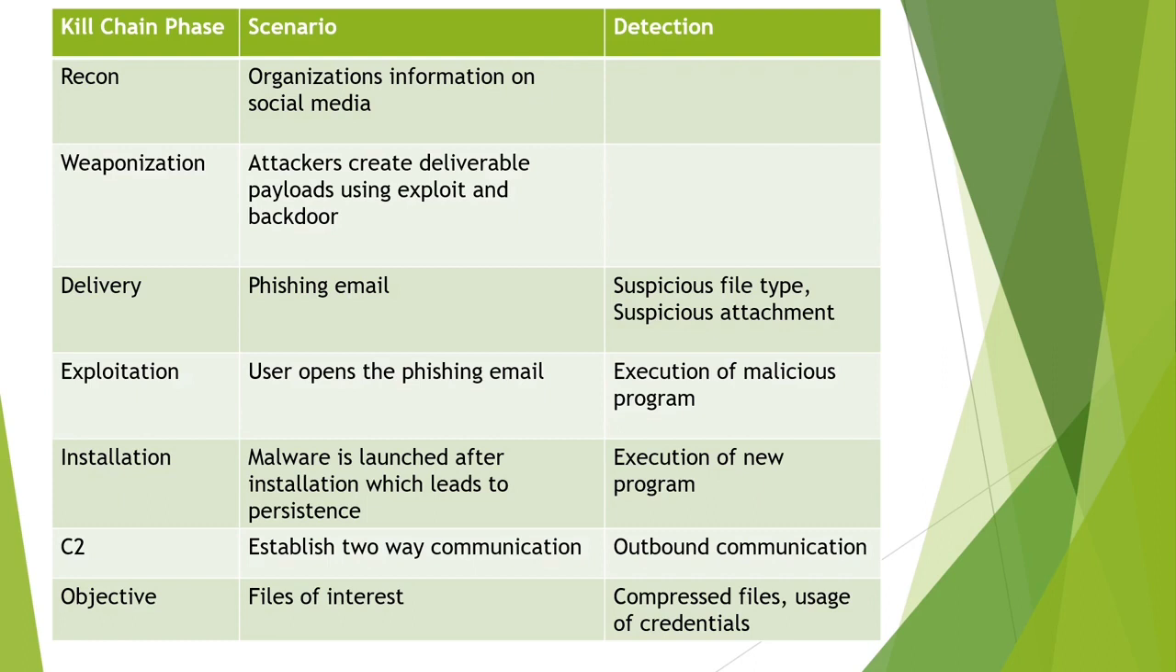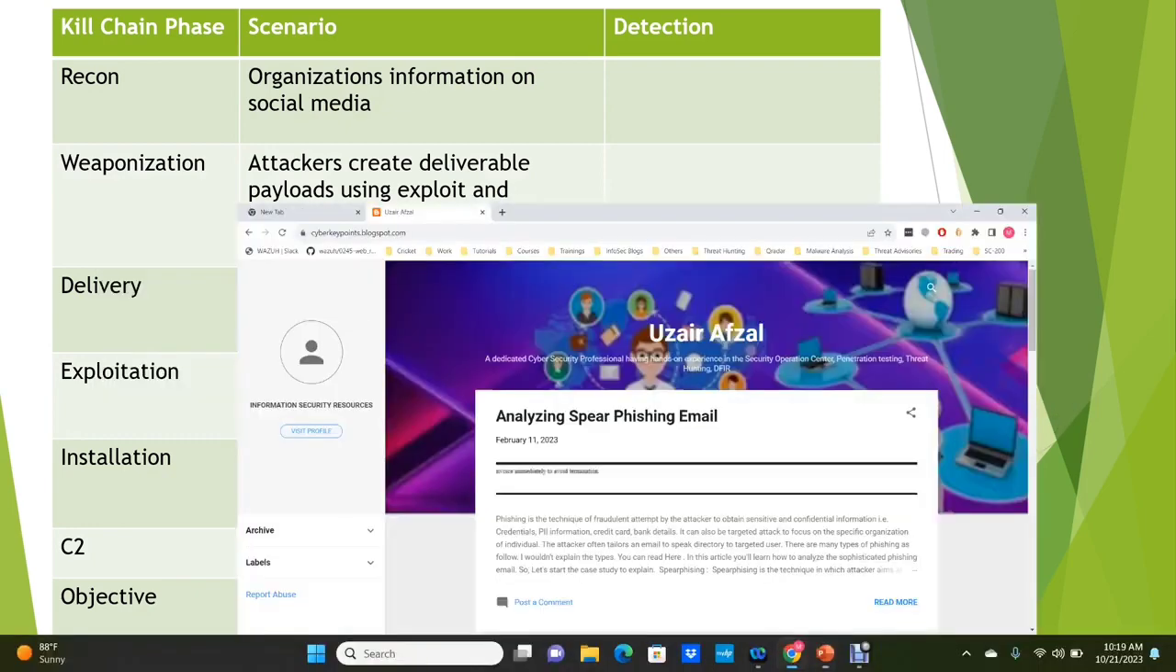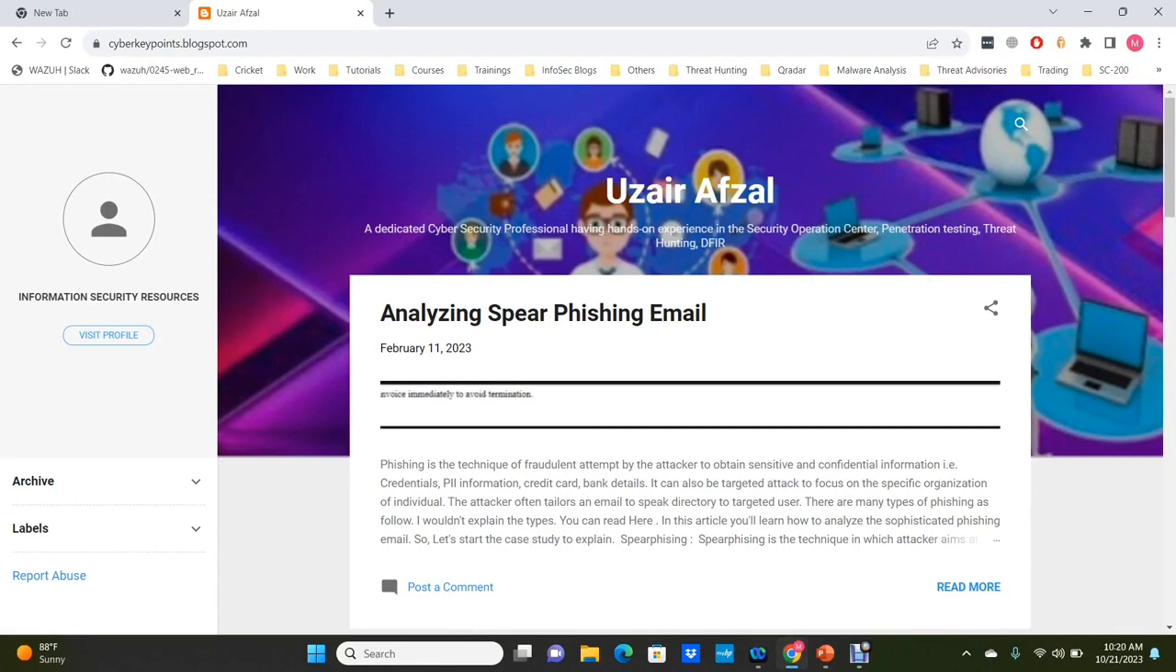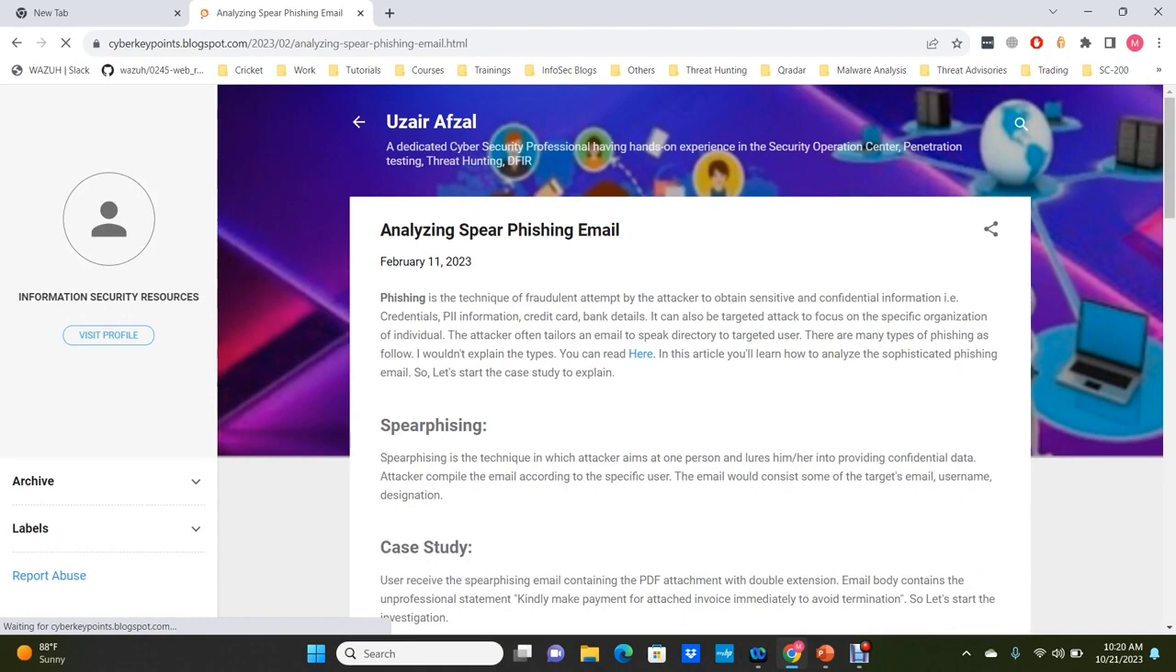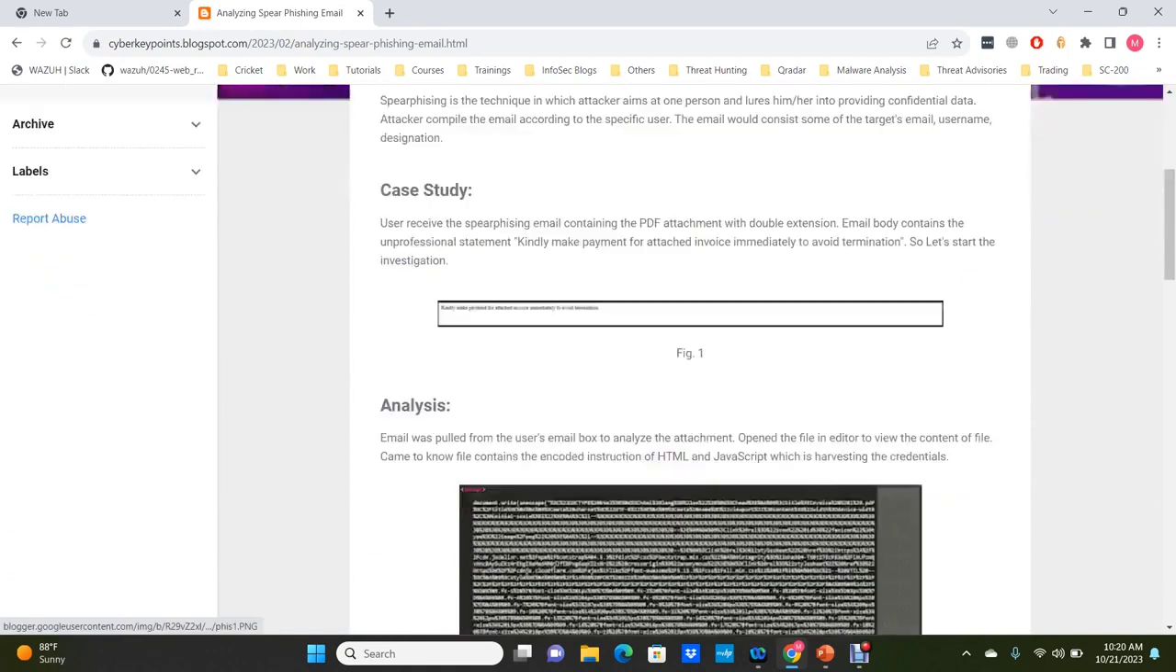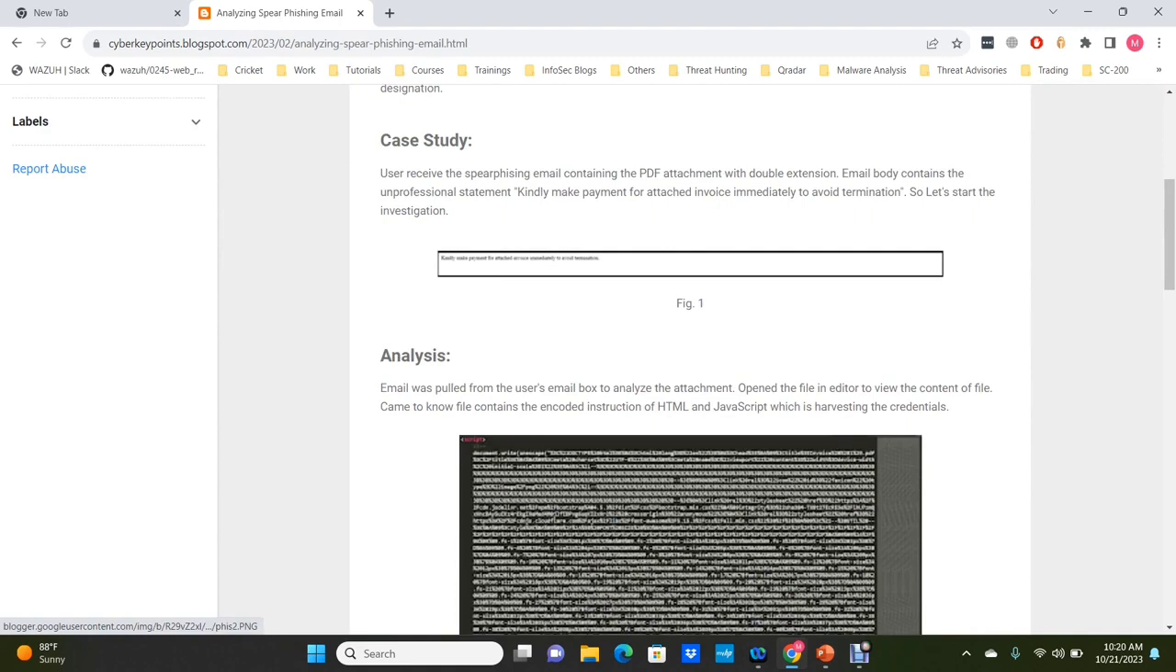I hope you understand the cyber kill chain phases, the cyber kill chain framework, and the case study we discussed. For the analysis of the spear phishing email, you can read my blog as well. I have written a blog on analysis of spear phishing email. If you feel difficulty analyzing a phishing email, you can read this blog and it will help you a lot.